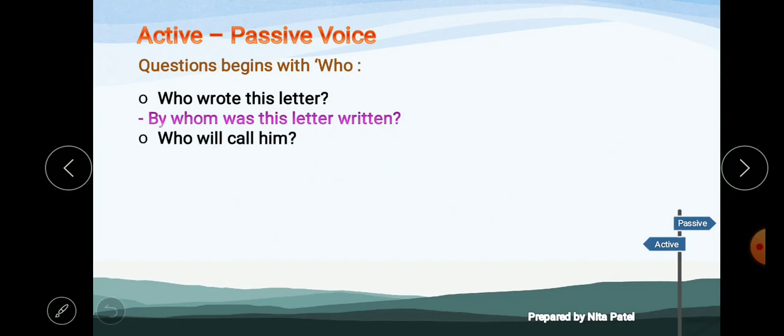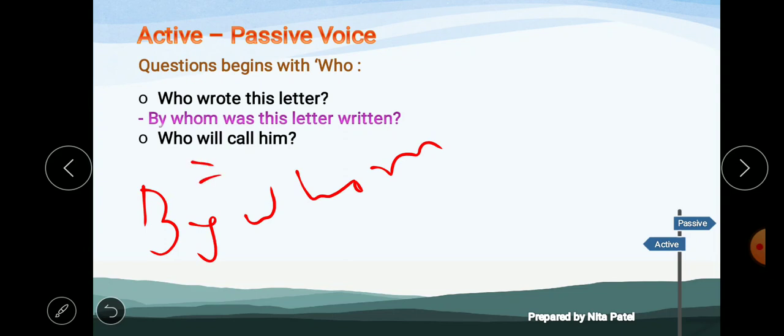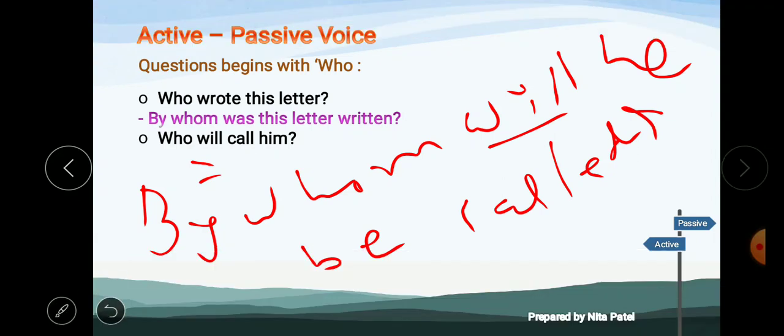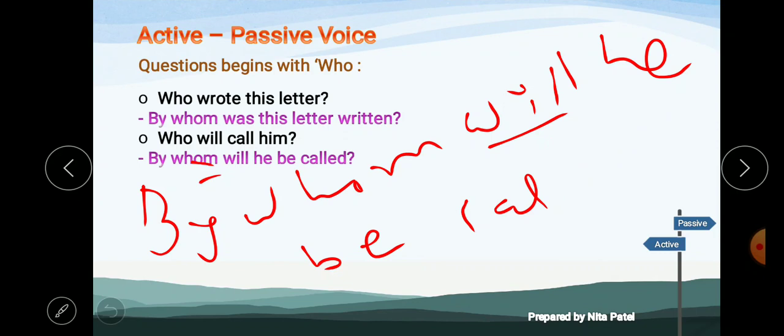Who will call him? By whom? Now we have the auxiliary here, so we'll put the auxiliary "will". By whom will he? Now we have to put the to be form. Here it is the simple future tense, and the simple future tense to be form is "be". So by whom will he be? V3 form, called, question mark. By whom will he be called?